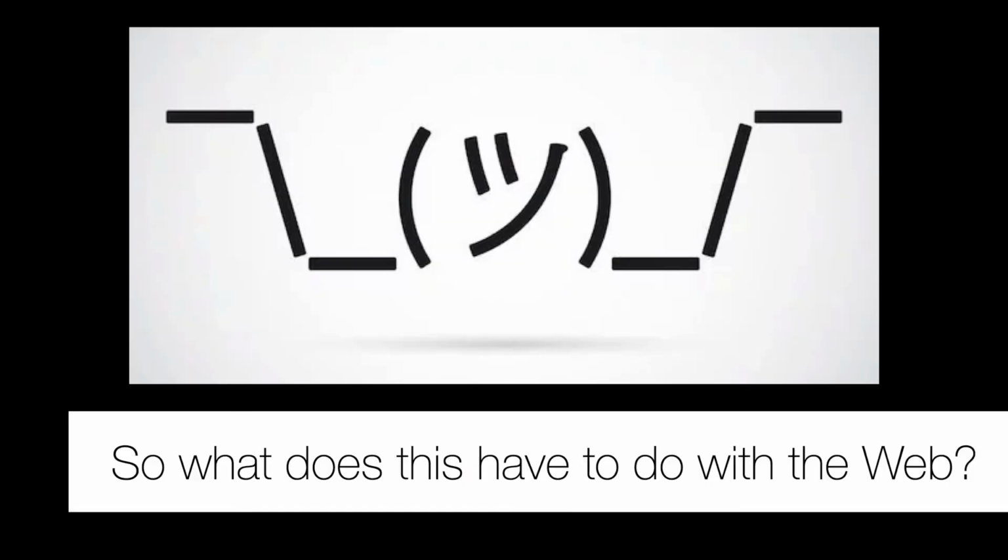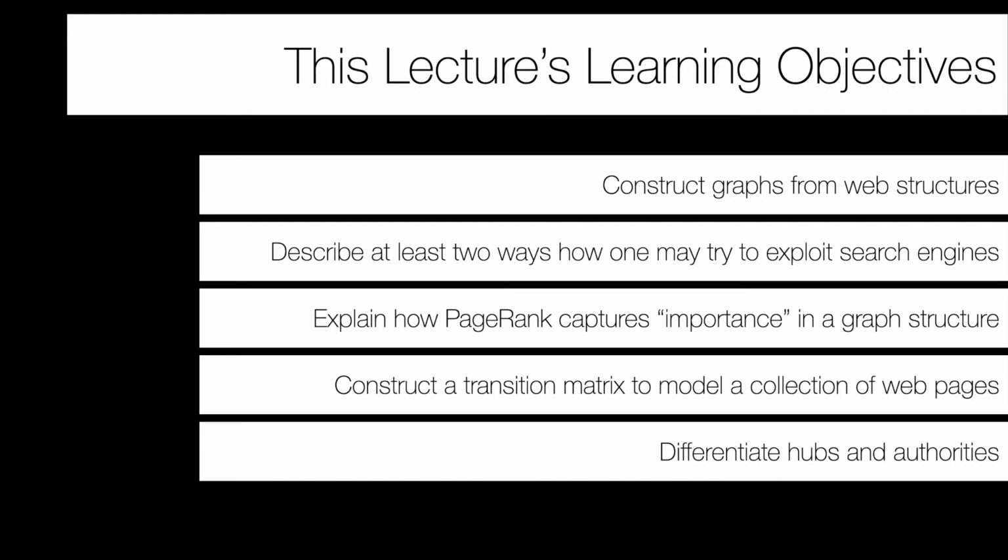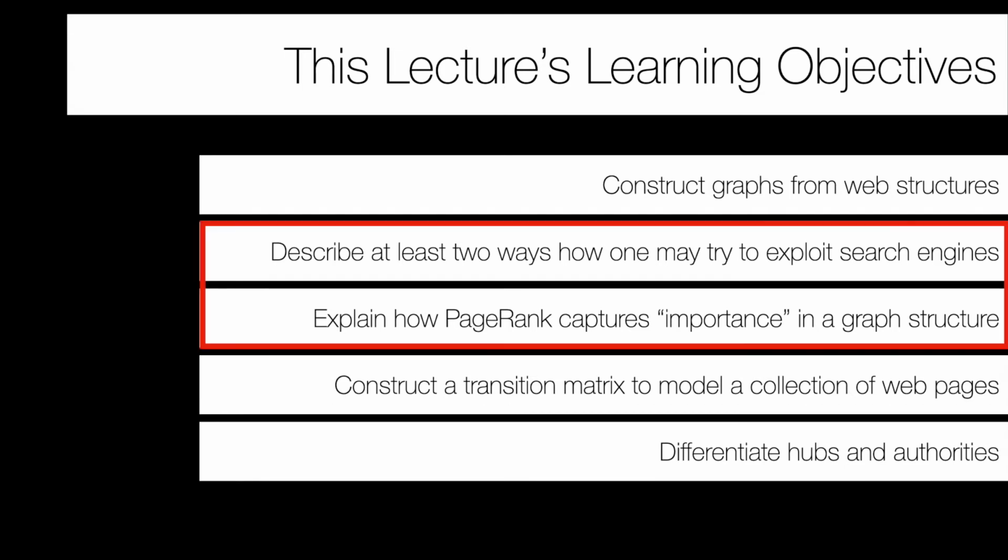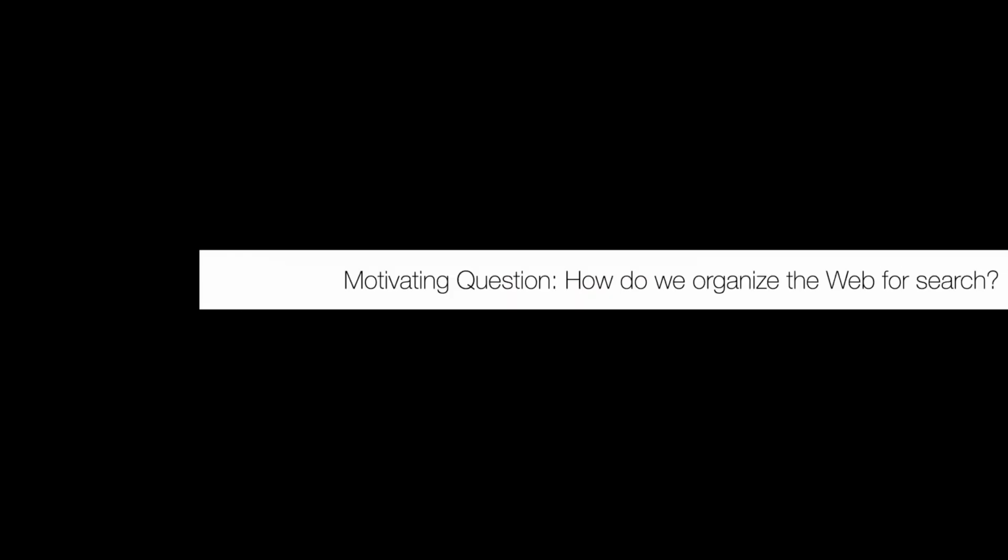So what does this have to do with the web, you may ask? If we look at the learning objectives, what we're going to talk about now are two specific ones about how somebody might try to explore search engines and how a particular algorithm called PageRank allows us to use networks to capture the importance of web pages. And we'll motivate this by a particular question of trying to understand how we organize information on the web that makes it available for people to find quickly and easily.